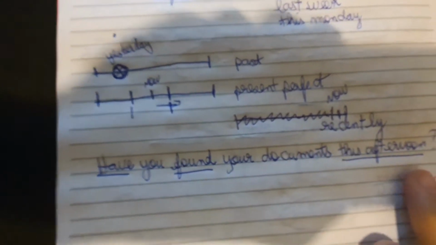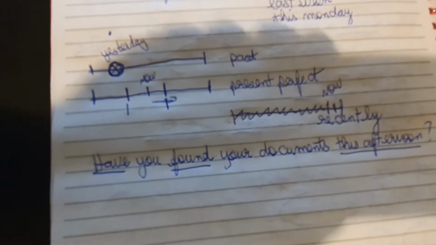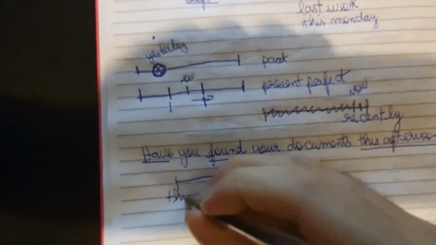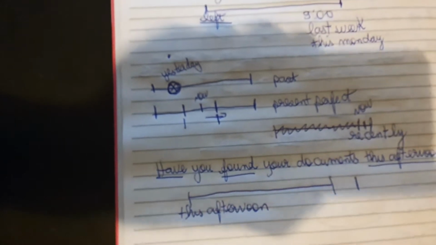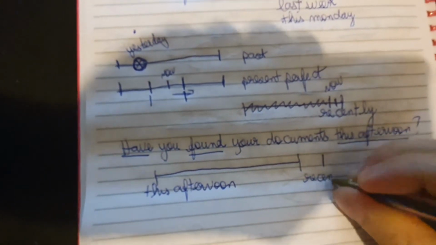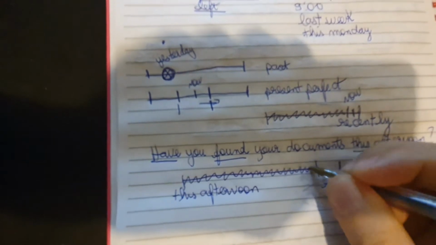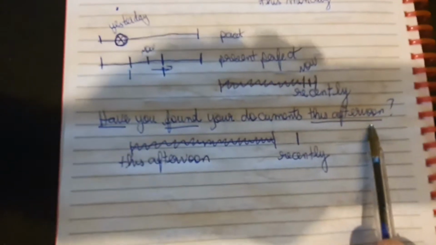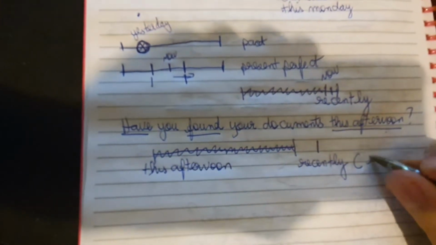So, does it mean I have the documents? I want to know whether you found the documents or not this afternoon. What time are we here? The action has a connection with the present. The present is this afternoon. Or it's not afternoon, it's connected with afternoon. Okay? In the present perfect, you ask questions that have a connection with the present. I use the sentence asking questions about this afternoon. So either we are in this afternoon, or maybe we are in the evening.